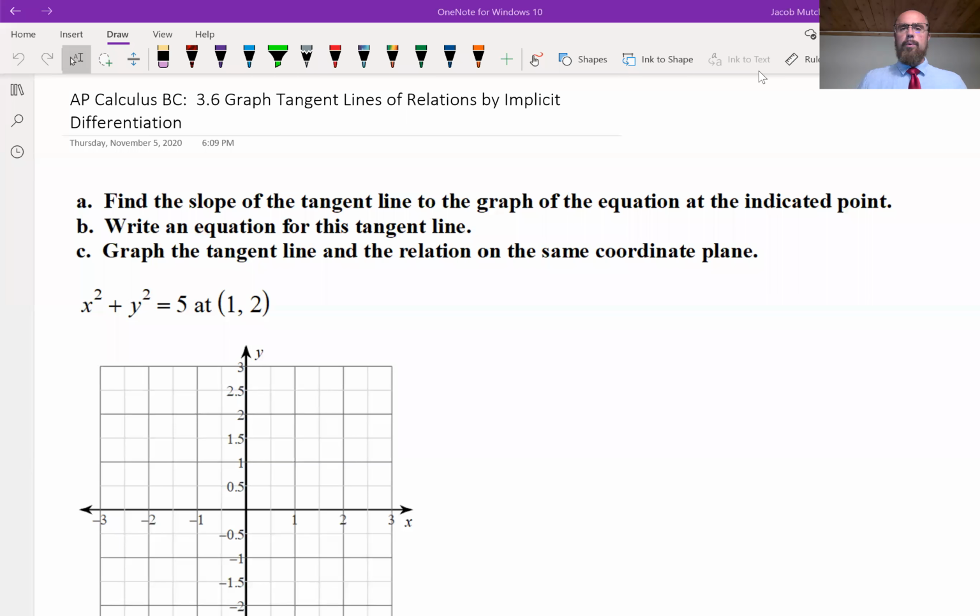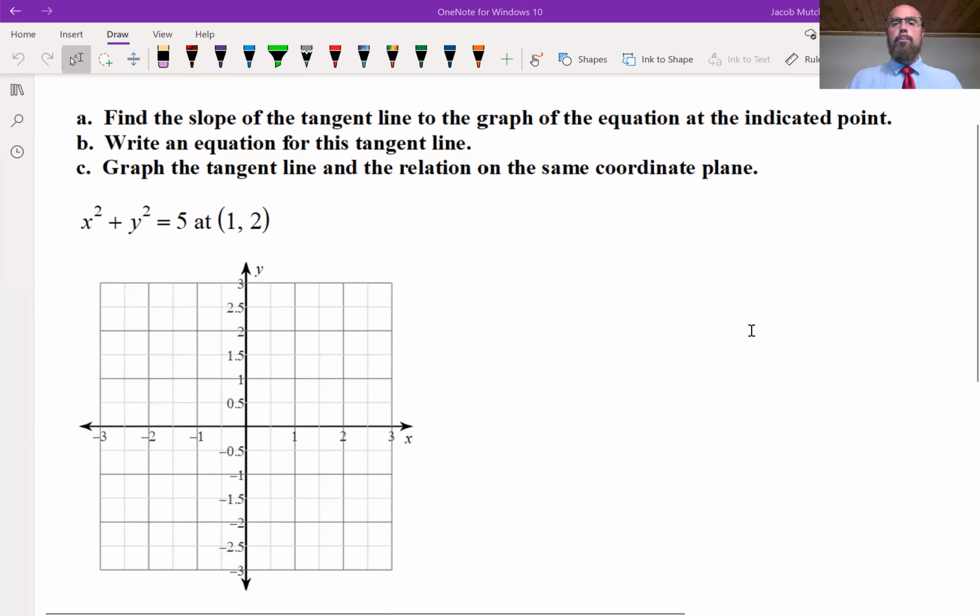Once we find the slope, we want to write the equation for the tangent line, and then to finalize, we want to graph both the tangent line and the circle on this coordinate plane. Well, let's start off with that first task of finding the slope of the tangent line. So I've got to remember that the slope of the tangent line is given by the derivative of the relation.